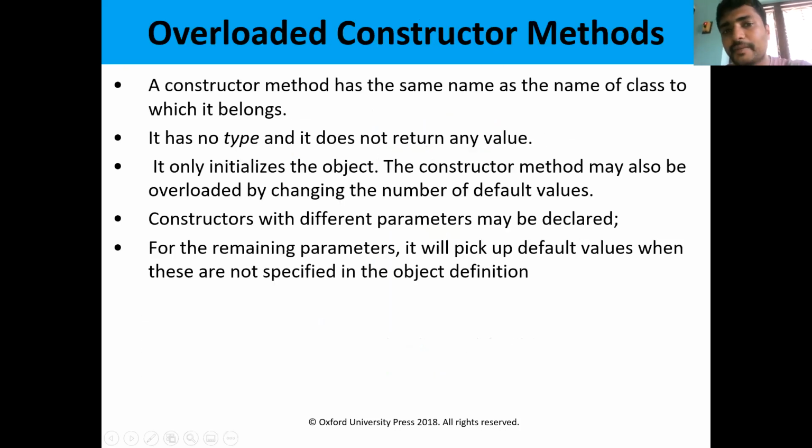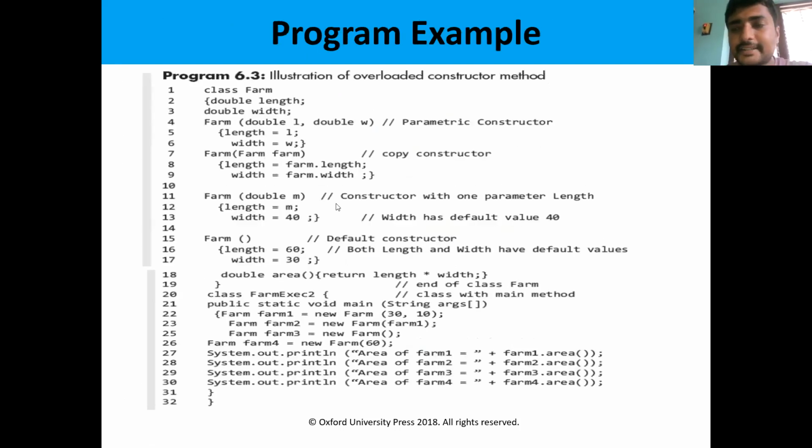Then constructor overloading. The constructor name is the same, but the parameters are different. Here a double type, here a class type, here double M, and here no parameters. So four different types of parameters are passed: constructor 1, constructor 2, constructor 3, constructor 4. This is called constructor overloading.